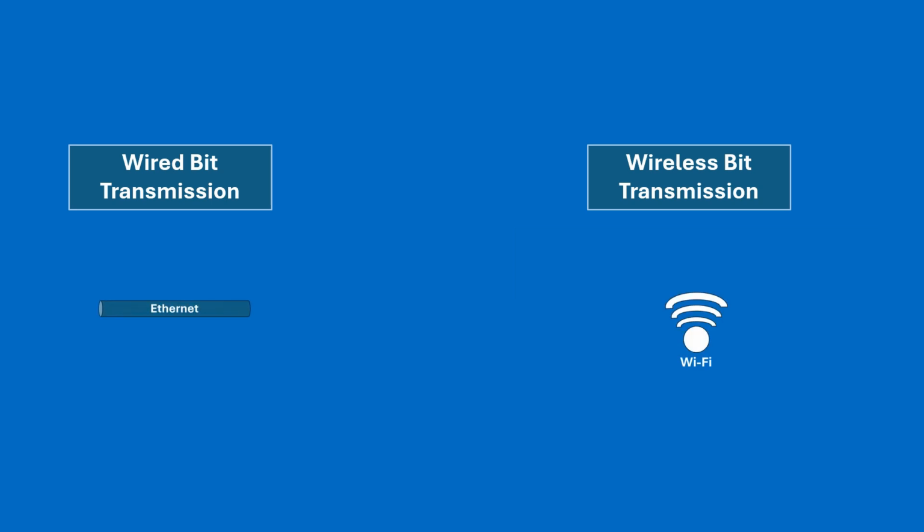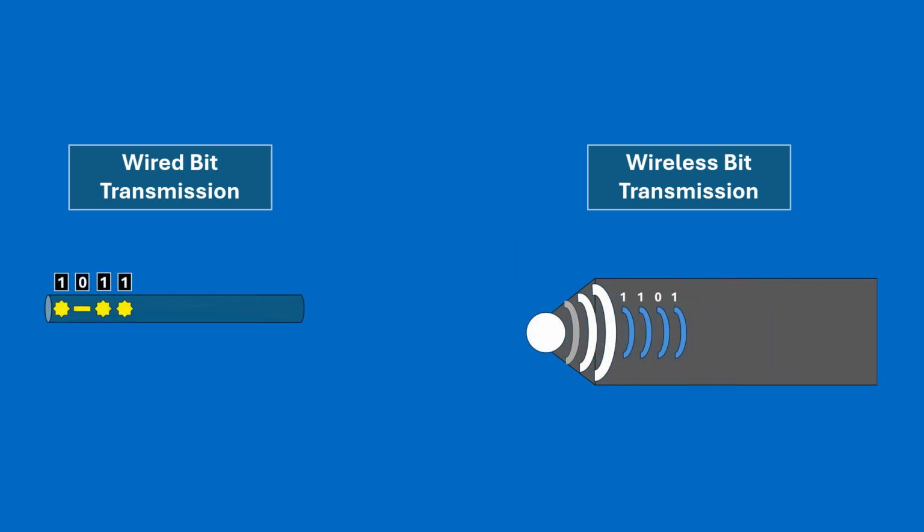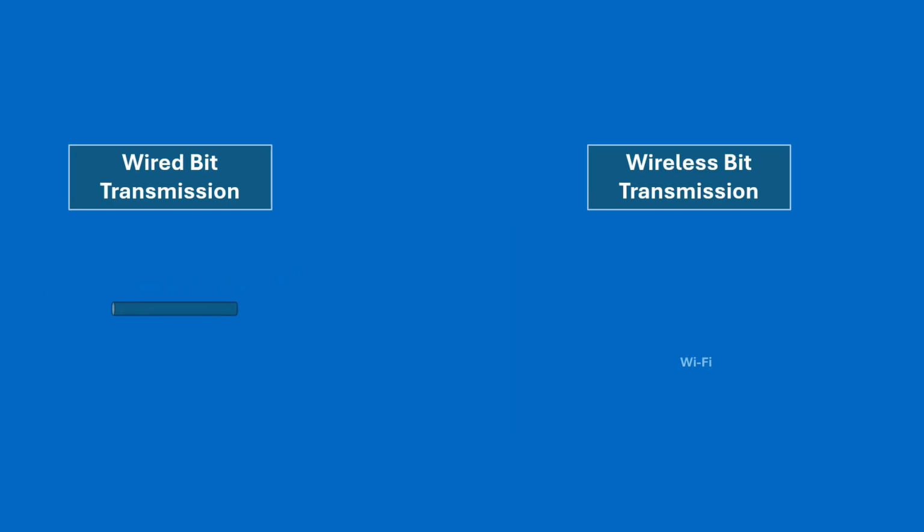The following is what basic bits of information would look like traveling over each physical medium. The left would be an Ethernet cable and the right would be a Wi-Fi antenna.